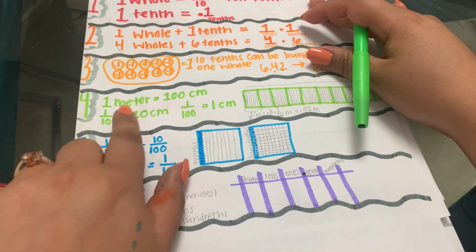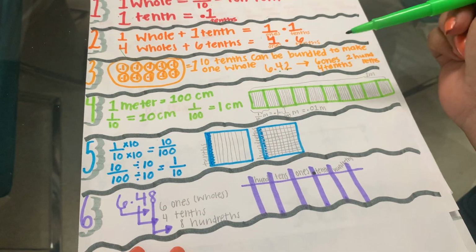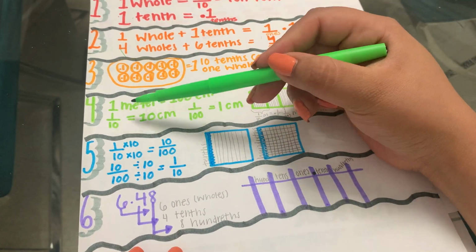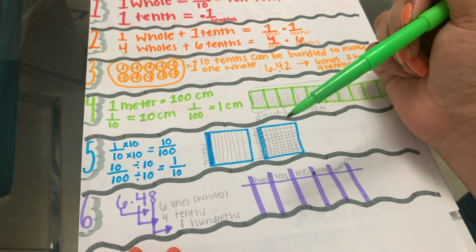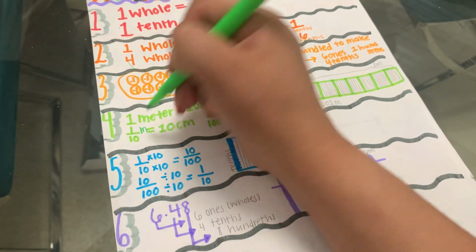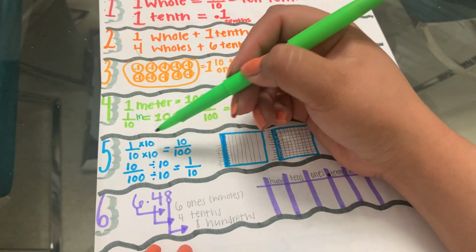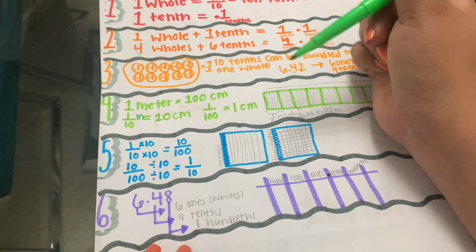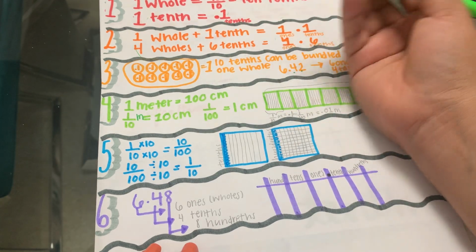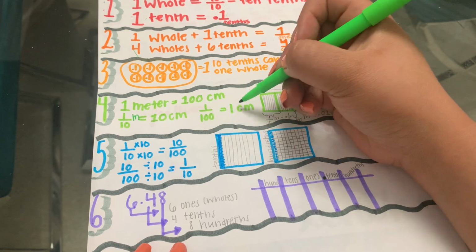In lesson 4, we said that 1 meter is equal to 100 centimeters. Therefore, 1/10 is equal to 10 centimeters. So 1/10 of a meter is equal to 10 centimeters, because 10 plus 10 plus 10 plus 10 and so forth would be 10 tenths, which would be 1 whole. You should also know that 1/100th is equal to 1 centimeter.